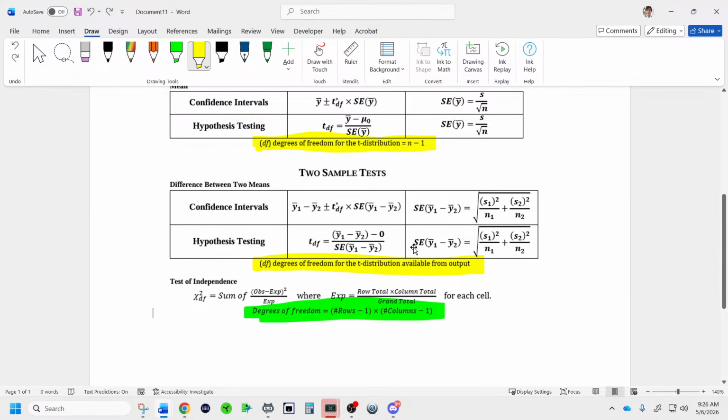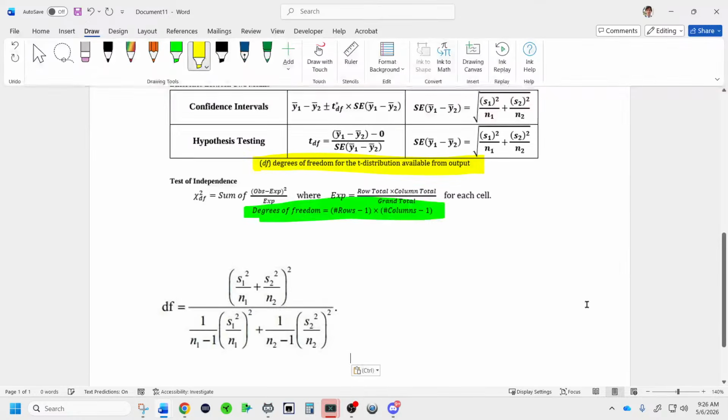The 2 sample t is too complicated. We'll show that 2 sample t degrees of freedom formula, but we never solve it. We use applets, so you will not do it on the test. So the 2 sample t degrees of freedom formula is the following formula. That is the formula you are seeing right there in yellow.